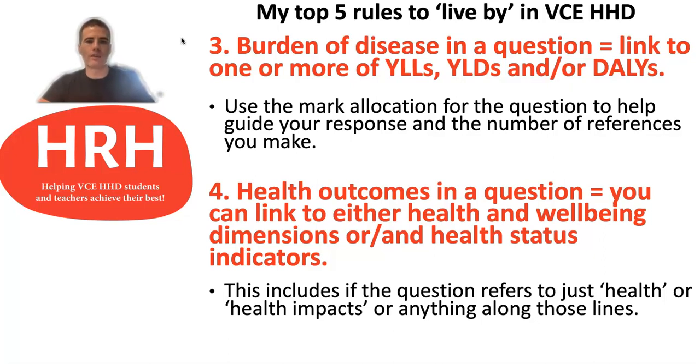Number 4, if you see the term health outcomes in a question, then you've got the option to either link to health and wellbeing dimensions or health status indicators, or both. So that's similar to if a question is referring to just the term health or health impacts or how something might promote health, then it gives you the flexibility of linking to either the health and wellbeing dimensions or the health status indicators, or both, once again, depending on the mark allocation. So look out for those terms in the question also.